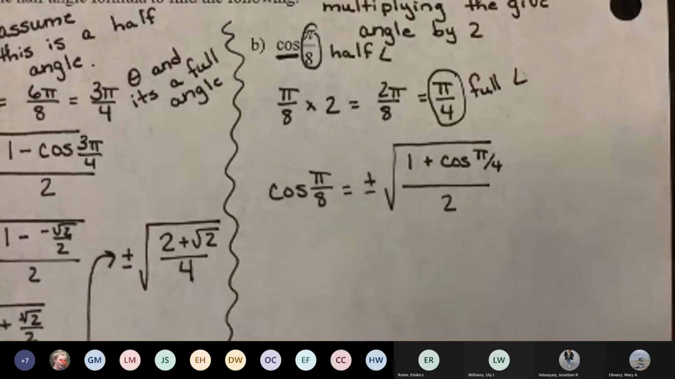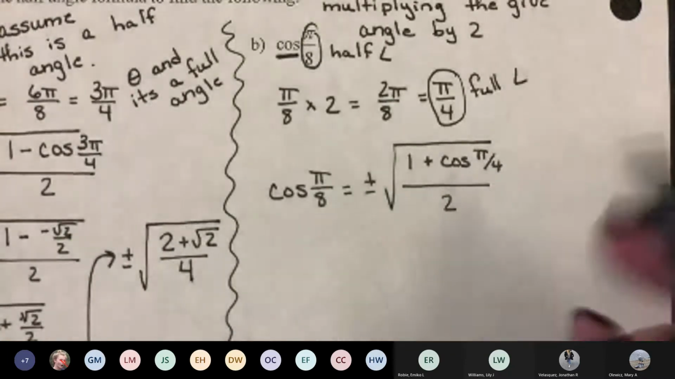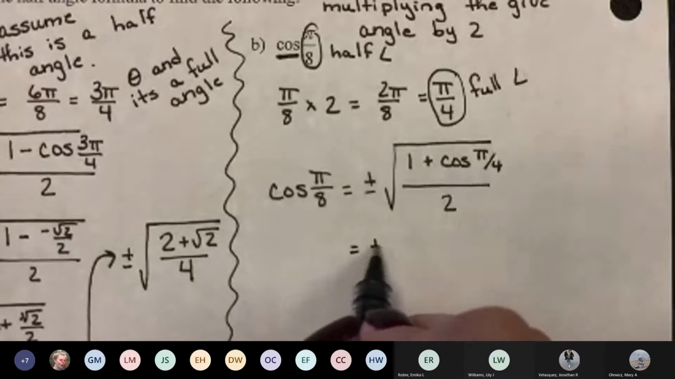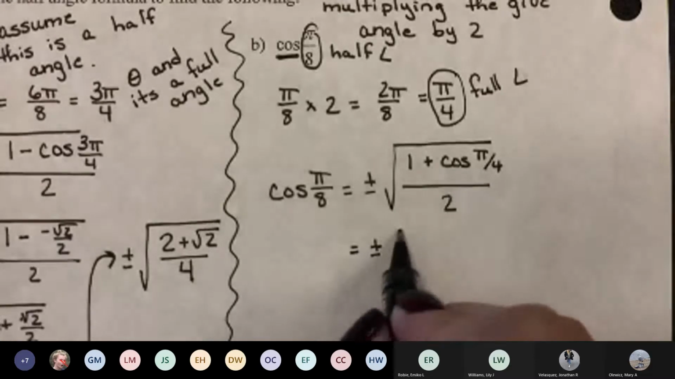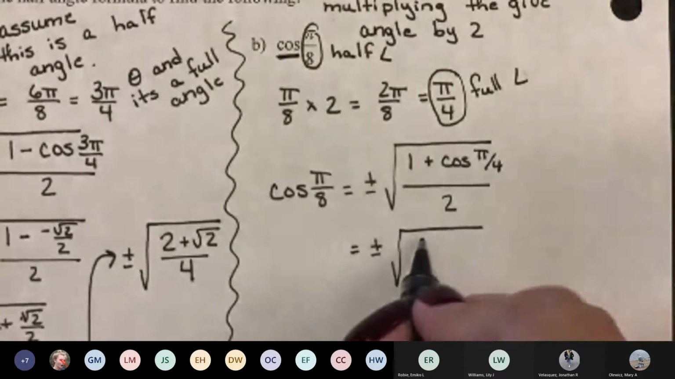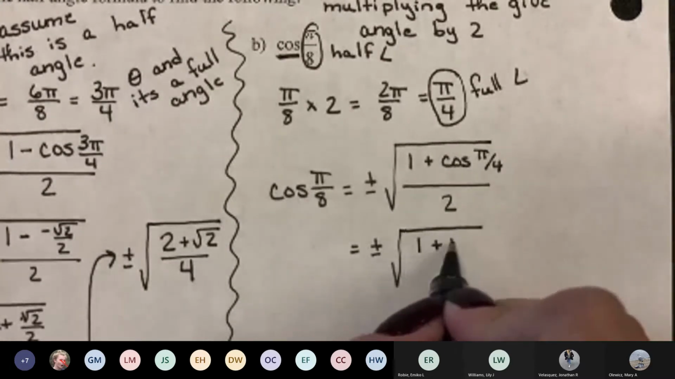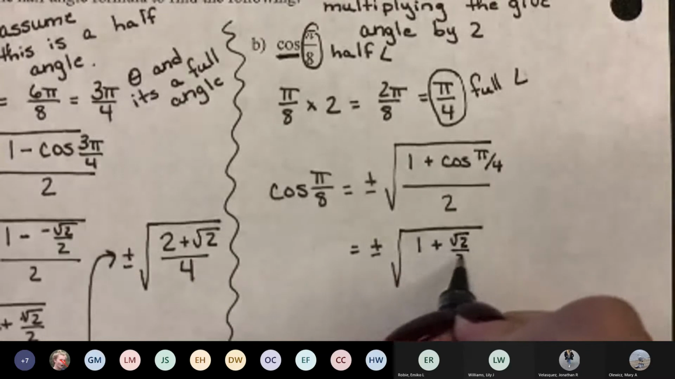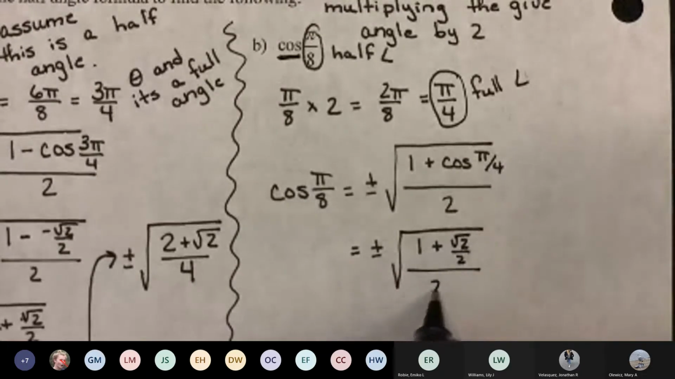Now you're going to go look on your unit circle, and you're going to find out what cosine of pi over 4 is. Again, don't skimp on that, okay? Give yourself a nice big fraction so you can read what you're writing down.